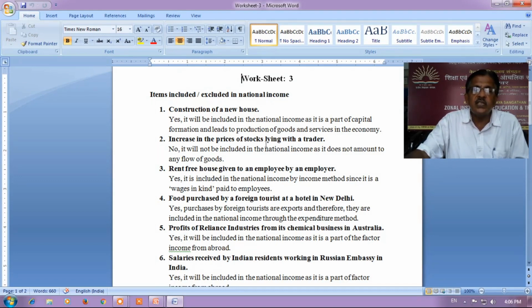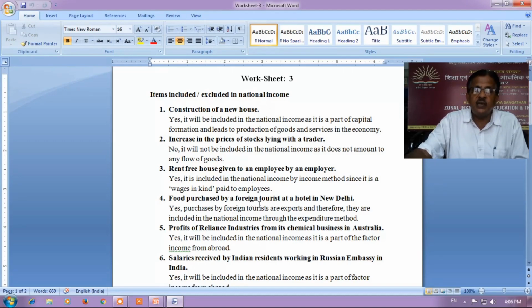Increase in the prices of stocks lying with a trader. No, it will not be included in the national income as it does not amount to any flow of goods because it is lying within the trader. Okay. Rent-free house given to an employee by an employer. Yes, it is included in the national income by income method since it is a wage in kind paid to the employees.